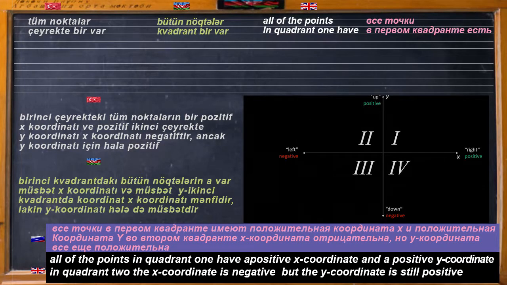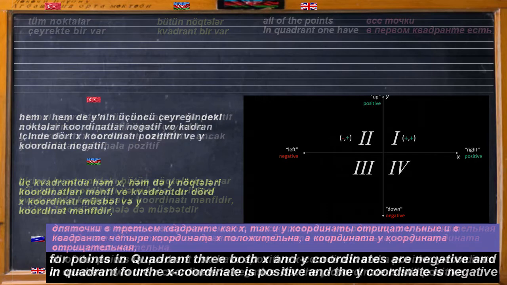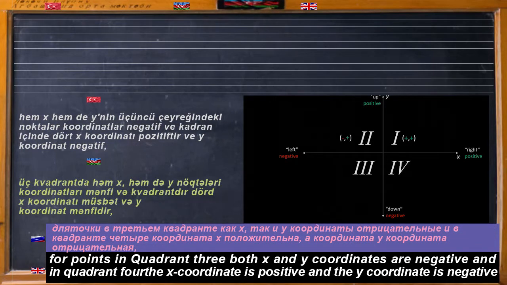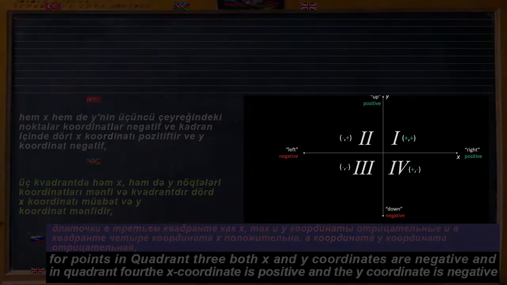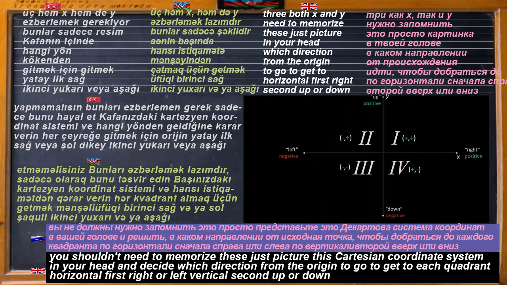All of the points in quadrant 1 have a positive x-coordinate and a positive y-coordinate. In quadrant 2, the x-coordinate is negative, but the y-coordinate is still positive. For points in quadrant 3, both x and y coordinates are negative. And in quadrant 4, the x-coordinate is positive and the y-coordinate is negative. You shouldn't need to memorize these. Just picture this Cartesian coordinate system in your head and decide which direction from the origin to go to get to each quadrant. Horizontal first, right or left, vertical second, up or down.